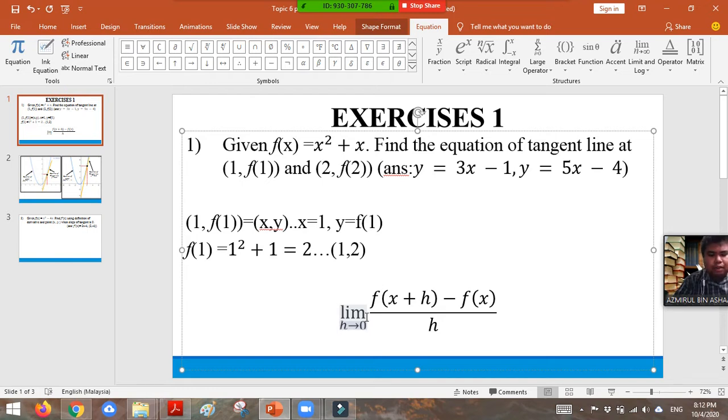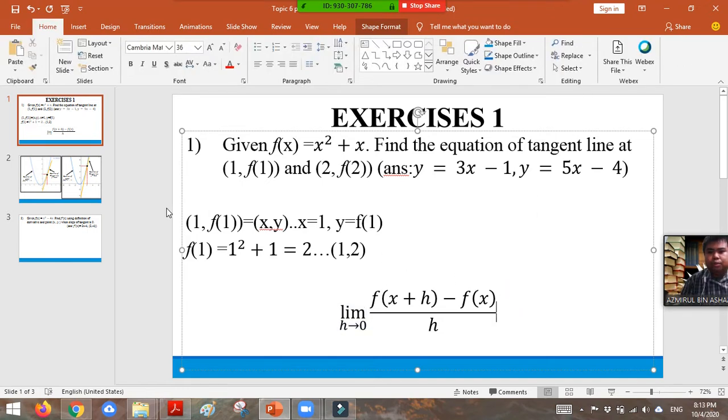So h can be 0.0001, 0.00001, so it is nearest to 0. So we know that we have 4 steps.